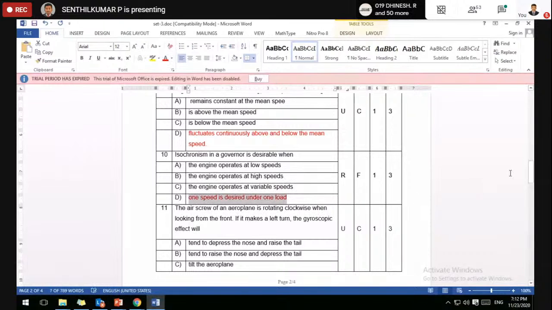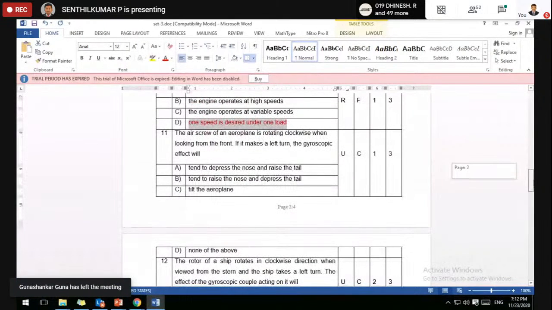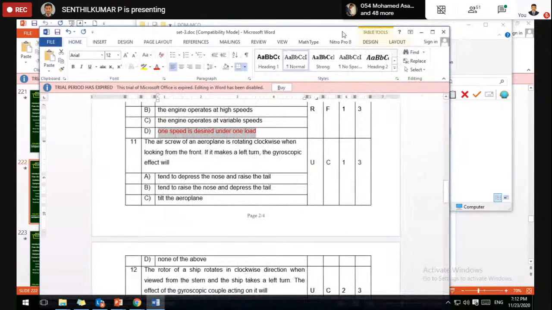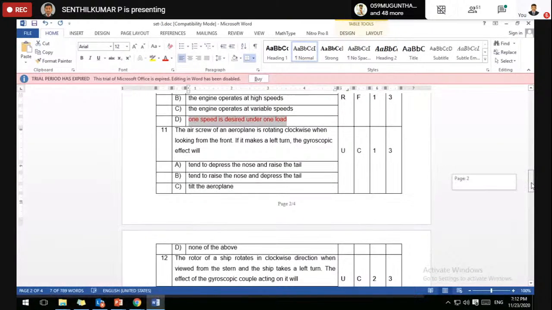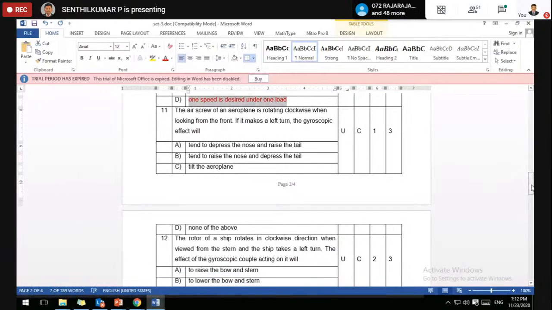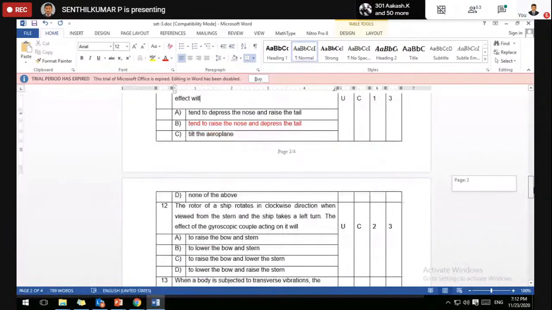Okay. Then for the 11th question, you have to use that table. The air screw of an aeroplane is rotating clockwise when looking from the front. If it makes a left turn, the gyroscopic effect will be? Can you guess the answer for the 11th one? I think it's B. Okay, you refer to that table. That's why I have given the table. Surely you will get a minimum of 2 questions from this, one from the aeroplane, another from the ship.